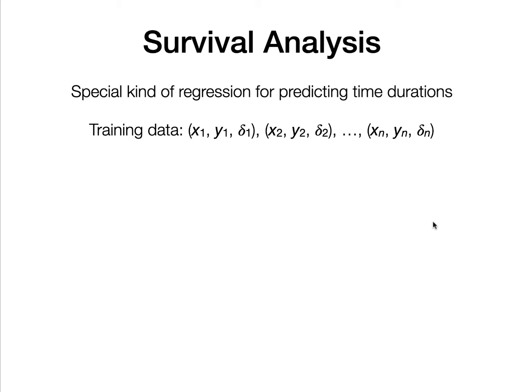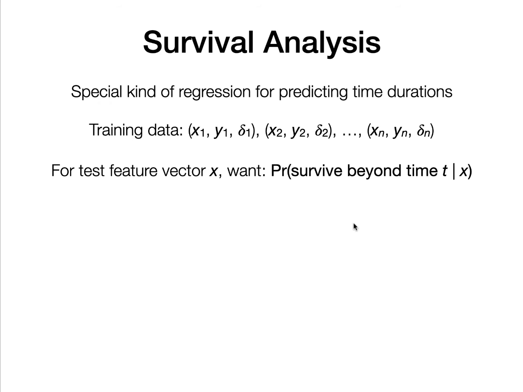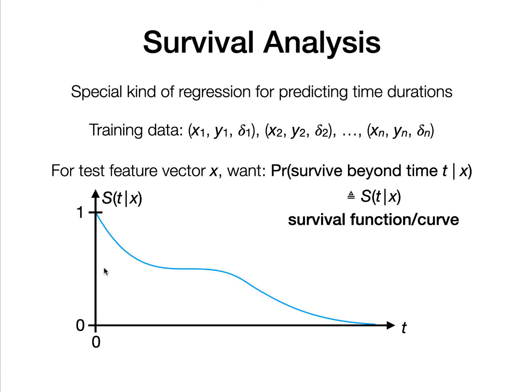And what we want is for a new patient or a new data point with feature vector x, a test feature vector x, we want to be able to predict the probability of surviving beyond time t conditioned on the feature vector x. I'll refer to this throughout this tutorial as S of t given x, also called the survival function or survival curve. Note that this is a function of time, and so a survival curve looks something like this.